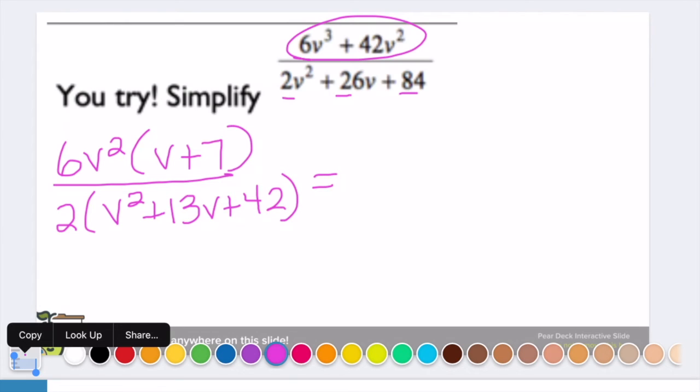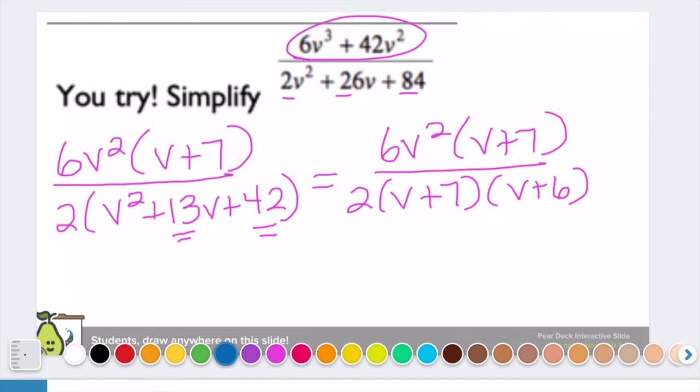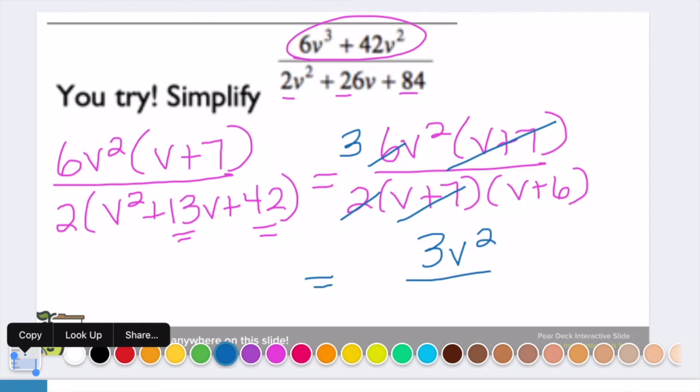And we can factor the denominator a little bit more because two numbers that multiply to make 42 and add to make 13, well, that's v plus 7, v plus 6. And you can see right away that those two are going to cancel out, the v plus 7, v plus 7. We can also reduce the 6 and the 2. 2 goes into 6 3 times. So on the top, we're left with 3v squared, in the bottom, v plus 6.